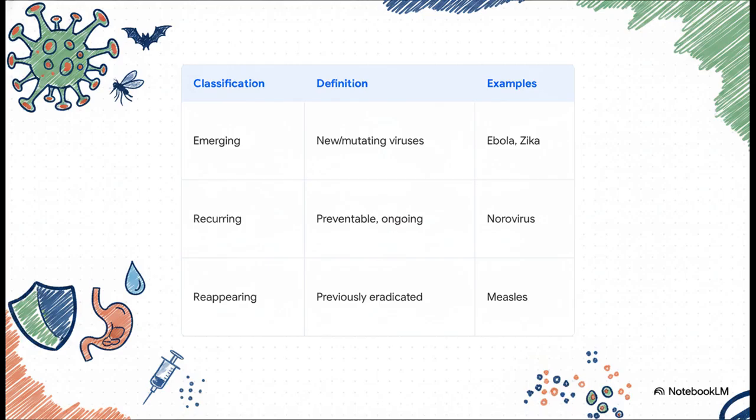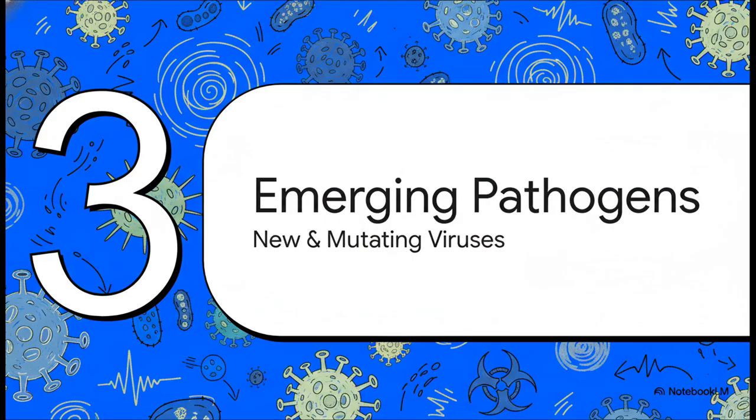Think Ebola, Zika, dengue. Second, there are recurring threats. These are the ongoing, often entirely preventable issues like healthcare-associated infections or that awful foodborne norovirus. And third, we have reappearing threats. These are basically ghosts of the past, things like measles and pertussis, which were previously controlled but are now making a dangerous comeback.